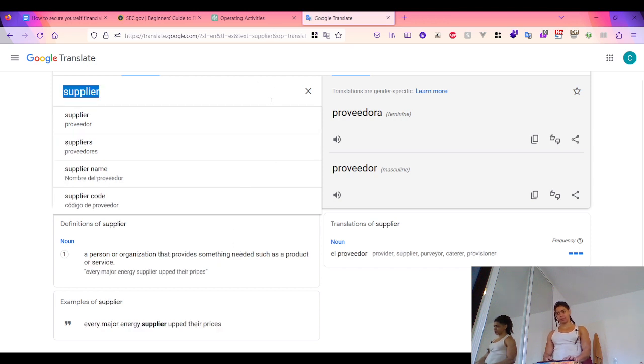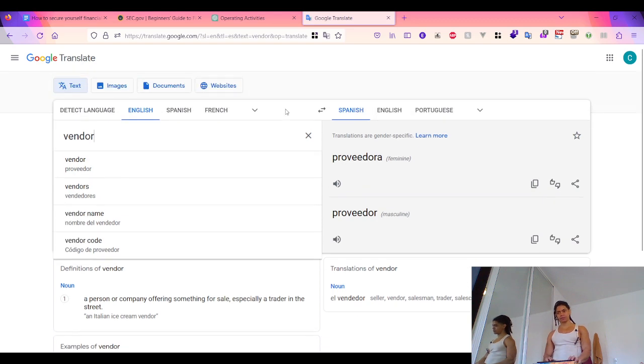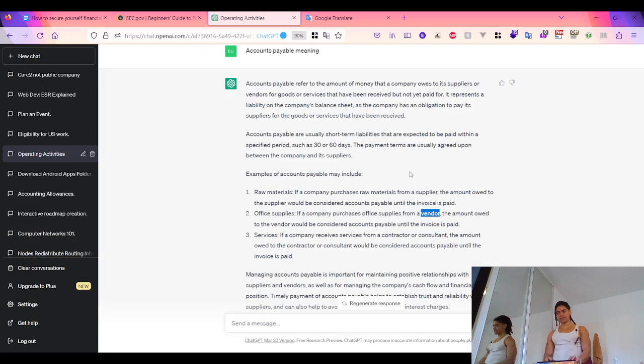Okay, a supplier is something that provides something needed, such as a product or service, whereas a vendor is someone that sells something, is offering something. Supply is something that you need, and a vendor is someone that is selling a good or service. Okay, so that is the difference between supplier and a vendor. You need this, you don't. Okay, supplier and a vendor.